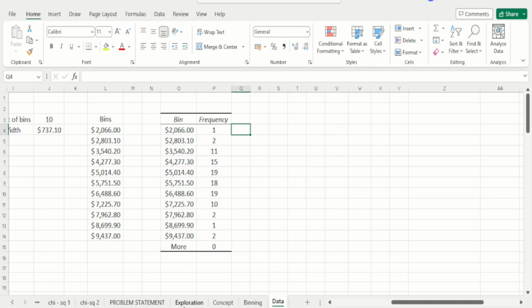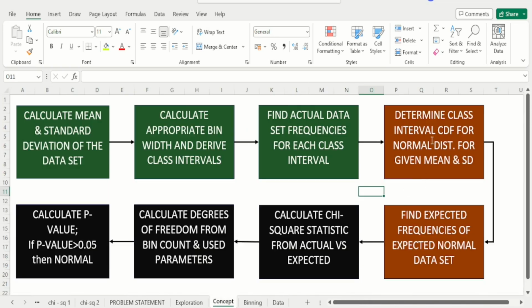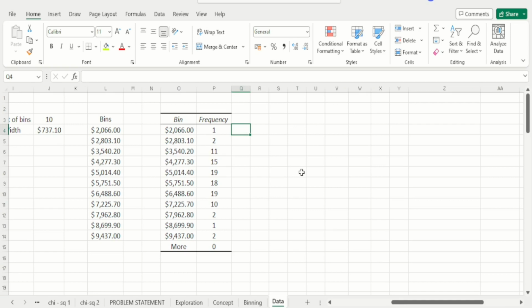So now that we have done this, what's our next step? Your next step is to determine the class interval CDF for a normal distribution for a given mean and standard deviation. If you recall, in a previous video we took a look at the concept of the cumulative distribution function. A cumulative distribution function gives you the probability of all the points to the left of a given z-score. And that's what we're going to use here.